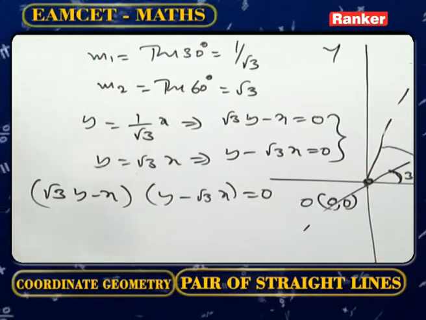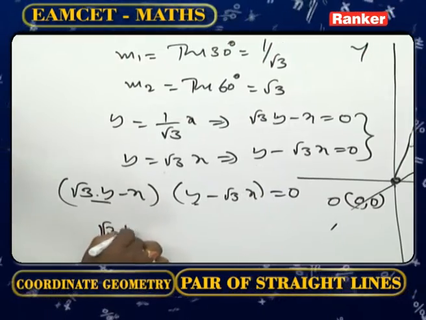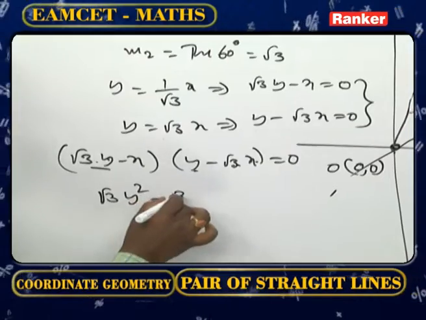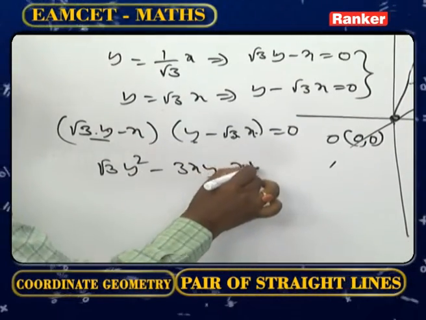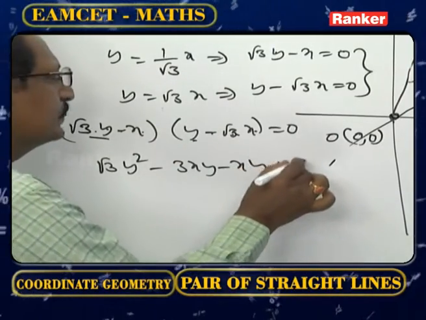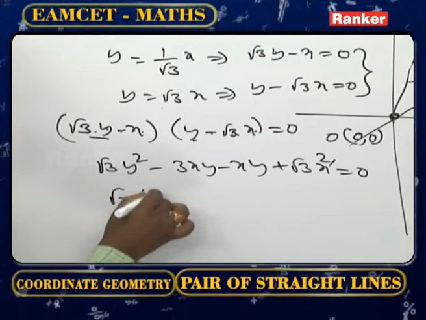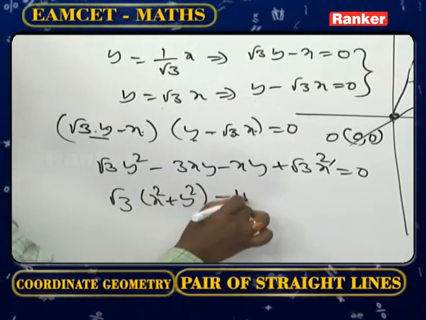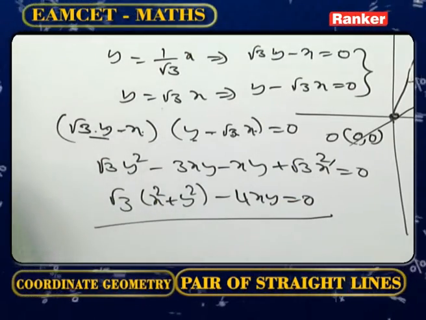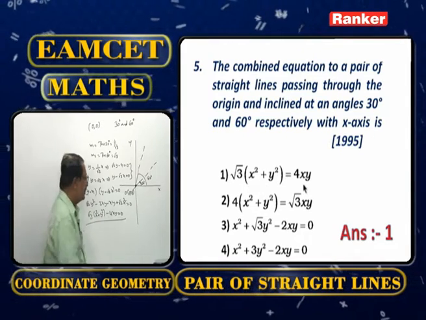Now, multiplying together, we get root 3y into y, root 3y square, root 3y into minus root 3x, that equals minus 3xy, next minus xy, minus x into minus root 3x, minus into minus plus root 3x square equals 0. Otherwise, root 3 into x square plus y square minus 4xy equals 0. Now, this is the combined equation of the pair of lines, so the first option is correct. Root 3 into x square plus y square equals 4xy.